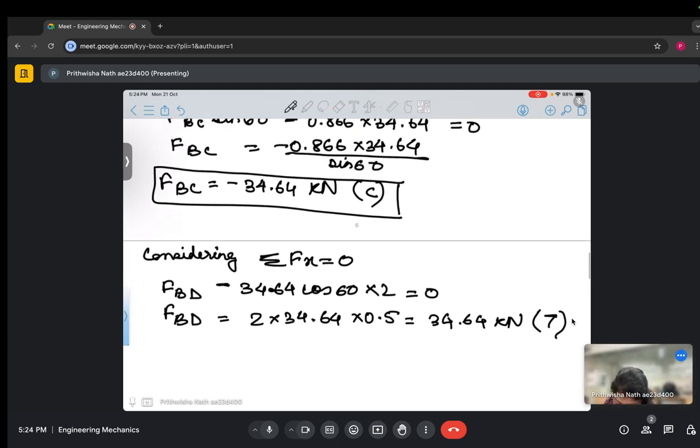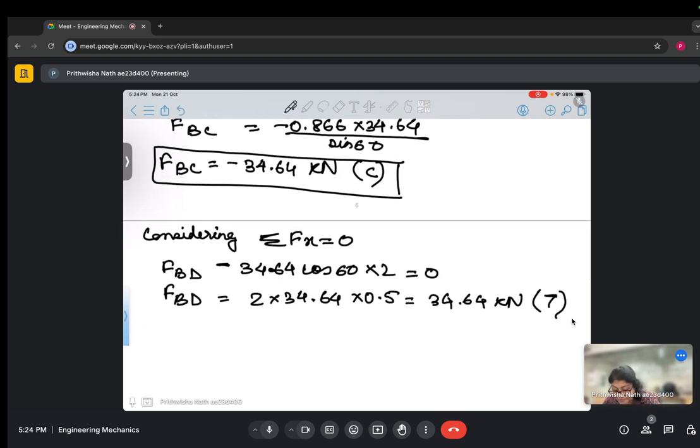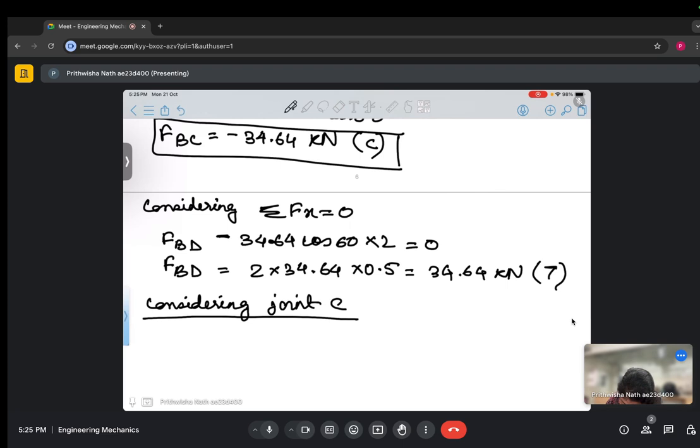Now we have to consider the joint C. Considering joint C, I'll draw this joint C.